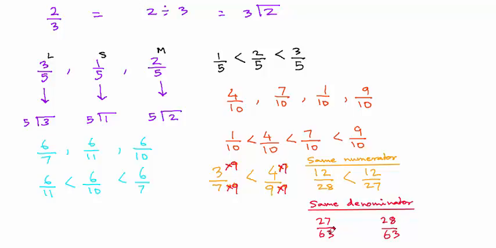And now that they are on the same denominators, the smaller the numerator, the smaller the fraction is. Therefore, 27/63, which is representing 3/7, is smaller than 28/63, which represents 4/9. So either way, you have the same answer.